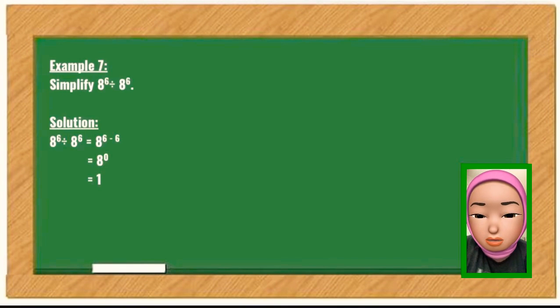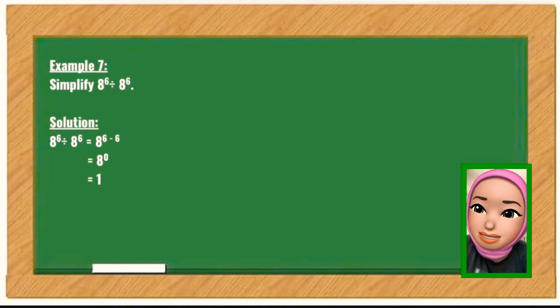Look at that question. Simplify 8 to the power of 6 divide 8 to the power of 6. You have the same power. Then what should you do? Group together the power as in the example, 8 to the power of 6 minus 6. Then you will get 8 to the power of 0. You should write the final answer as equal to 1.